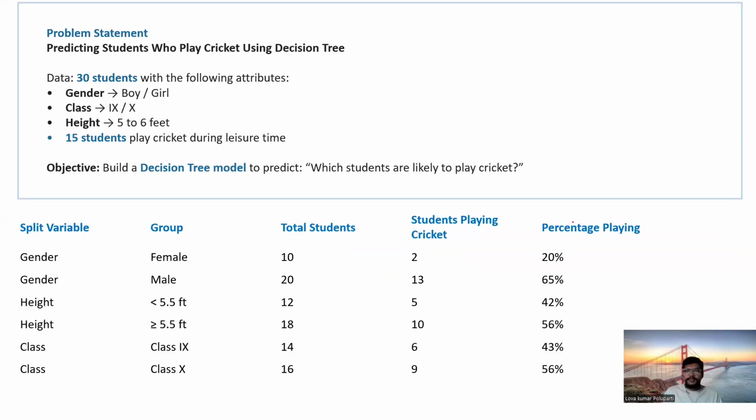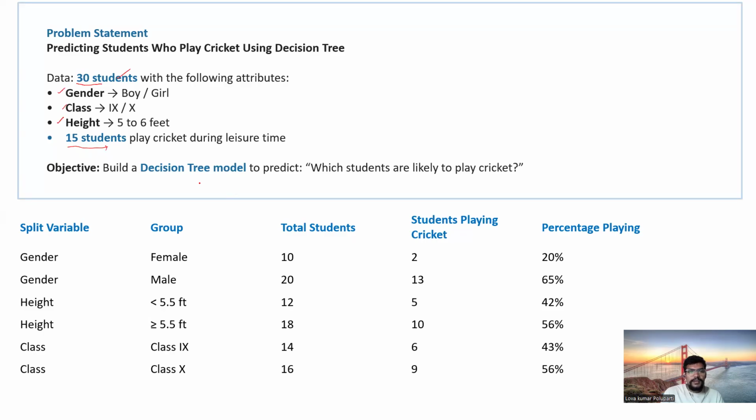Let's take one simple example. In a classroom, many people are there, males, females, and different class sections. Let's say there are 30 students. This is one of the simple problems. There are boys and girls, and these are the features. Class 9th and 10th students are there, and based on height also, some people play cricket, some people do not. 15 people play cricket out of the 30 people.